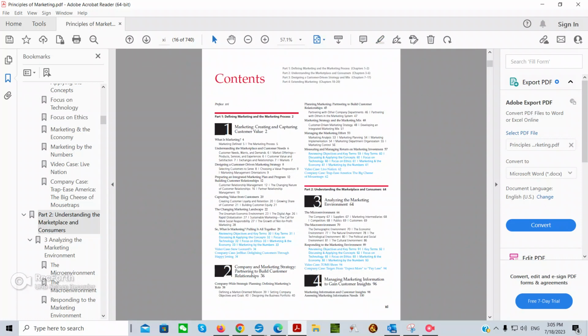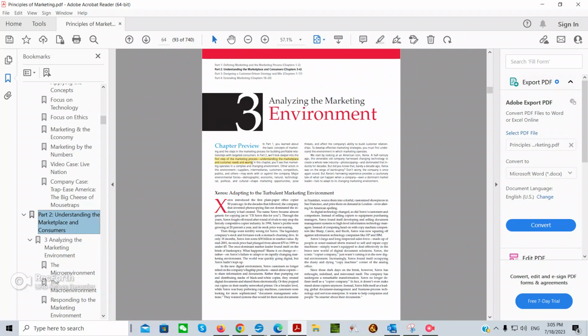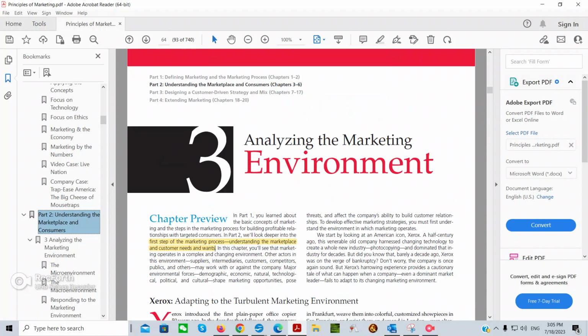Highlight that. Let's move this back because I'm not sure what happened there.